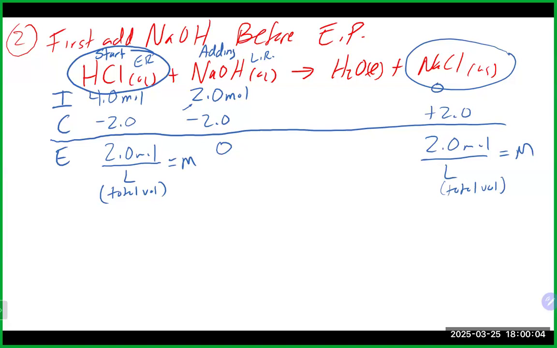That is not a buffer. So again, just because you got two numbers, it doesn't make it a buffer. It doesn't mean I should use the Henderson-Hasselbalch equation either. So we want to look at these two things.